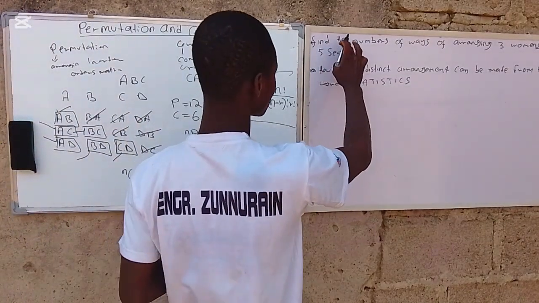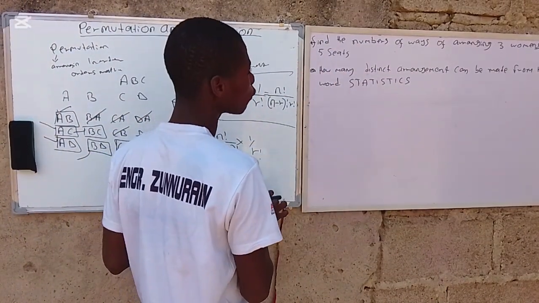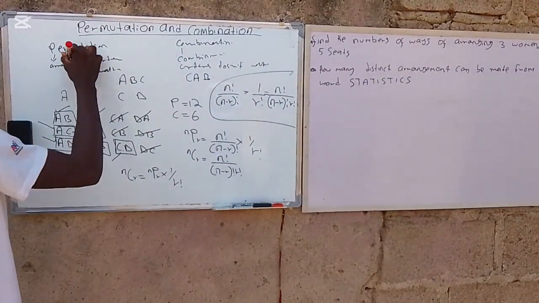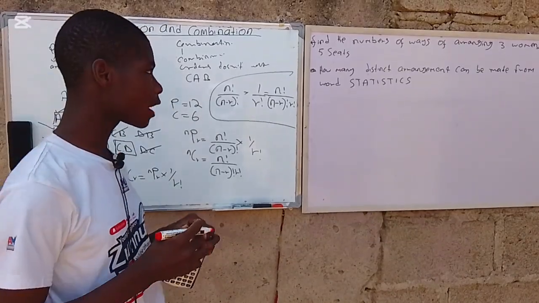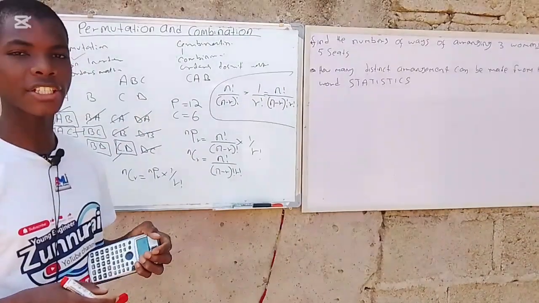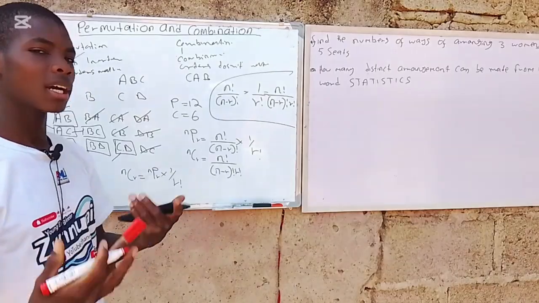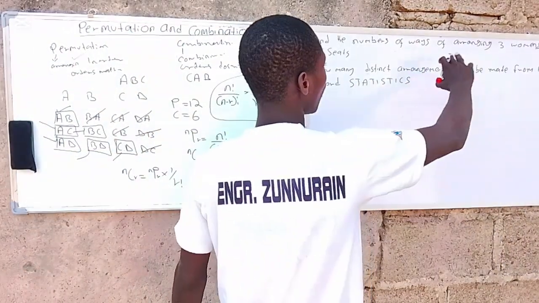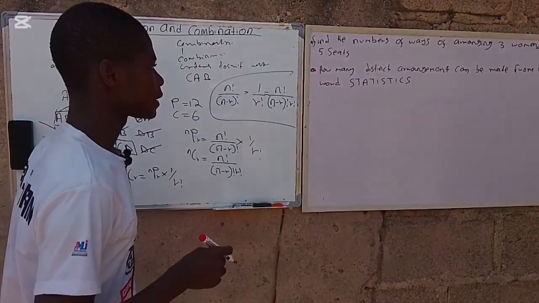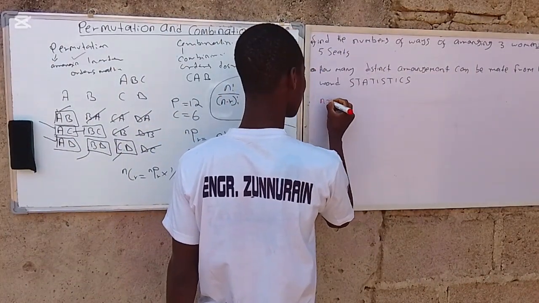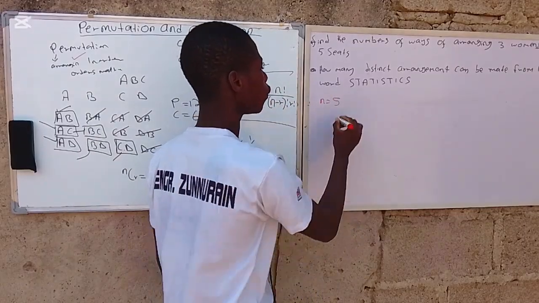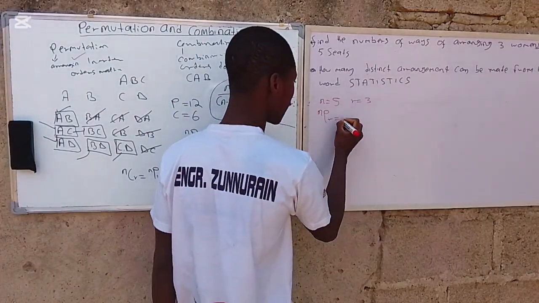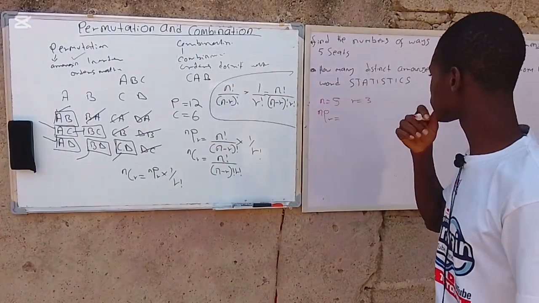The first question says: find the number of ways of arranging 3 women in 5 seats. You have to take note of this word, arranging. Arranging means permutation, while combining or selection means combination. So you have to take a look that n shall now be 5, and r is 3.